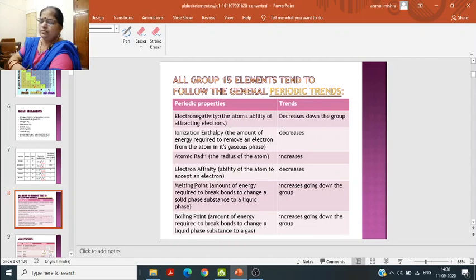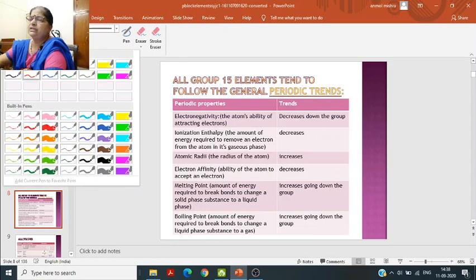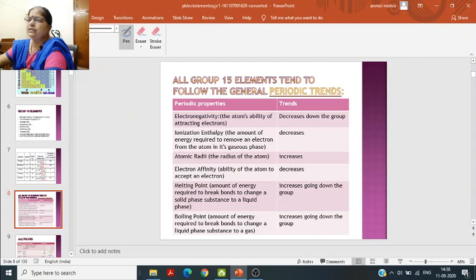Now the properties of the 15th group element. The first property is electronegativity. Now what is electronegativity? This we have studied in class 11th. Once again I will repeat. Electronegativity is the tendency to attract the shared pair of electrons towards itself. So down the group, the electronegativity of these elements decreases.